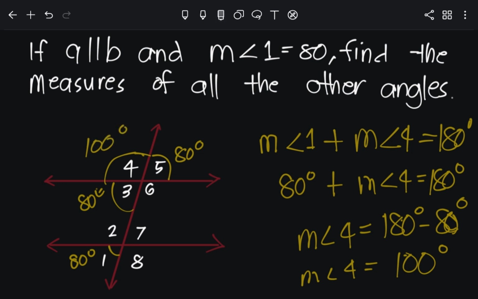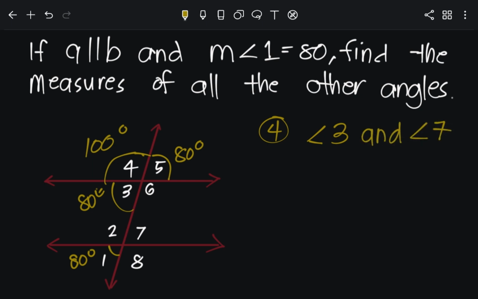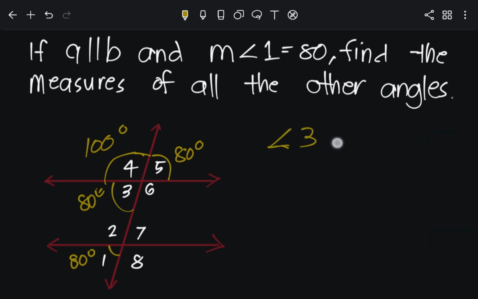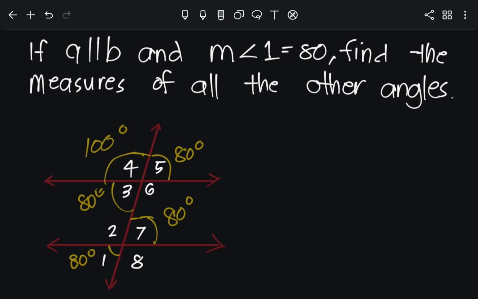Okay, let's proceed to here. Since we are done with angle 5, angle 3, and angle 4, from here we can now determine the other angle measures. Angle 3 and angle 7 are alternate interior angles. Since they are alternate interior angles, angle 3 is congruent to angle 7. Since they are congruent, they are equal in measure. That is why the measure of angle 3 and the measure of angle 7 is 80 degrees.